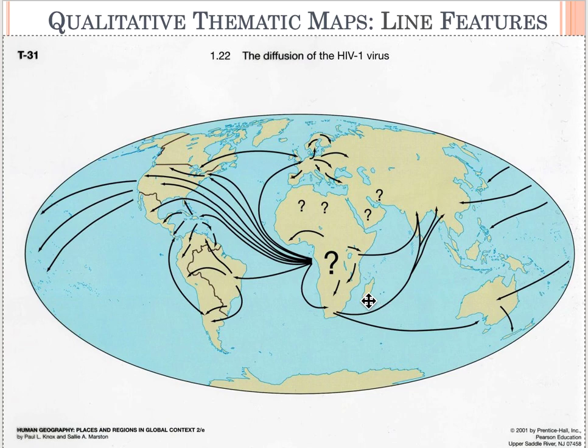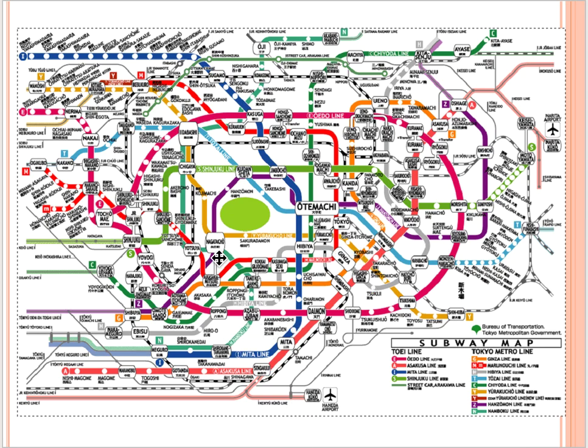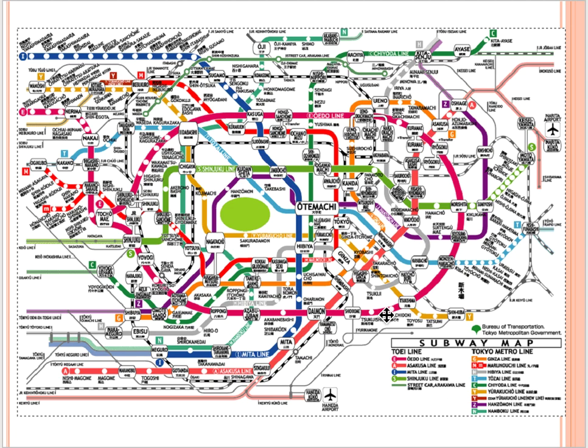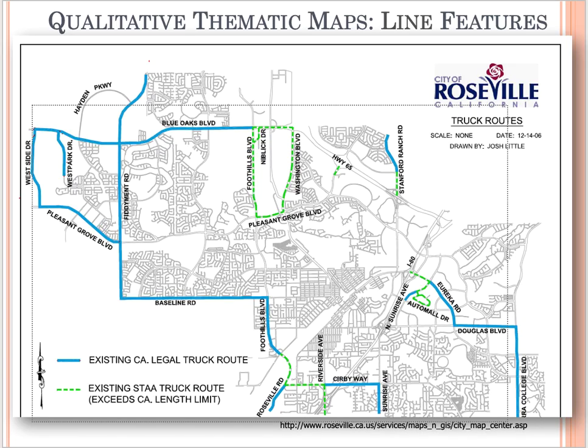So this is the diffusion of the HIV-1 virus, and we can see how it distributed. This is a subway map, and we're seeing the line features as color-coded, showing us the different types of subway lines to take.